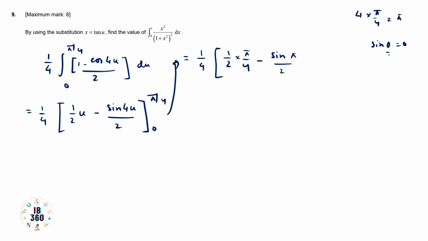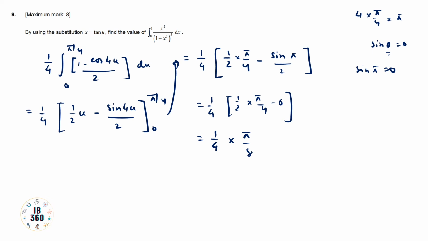So basically this is by 2. So I am getting 1 by 4 into 1 by 2 into pi by 4 minus 0, and this is also 0, since sin pi equals to 0. So I am getting 1 by 4 into pi by 8. So I am getting pi by 32. So the value of the integration is equal to pi by 32. So in this way you have to solve this problem.